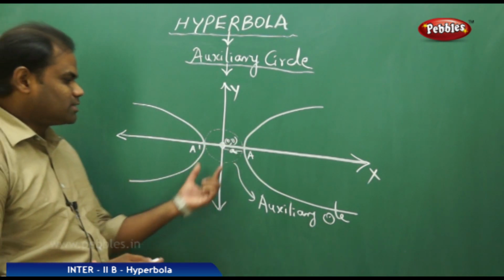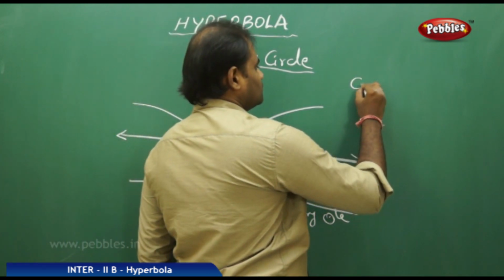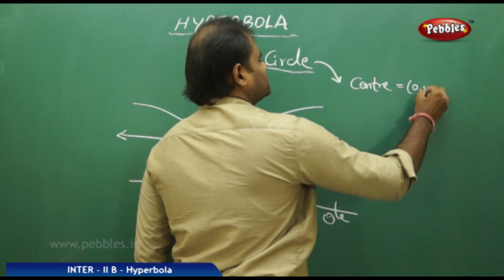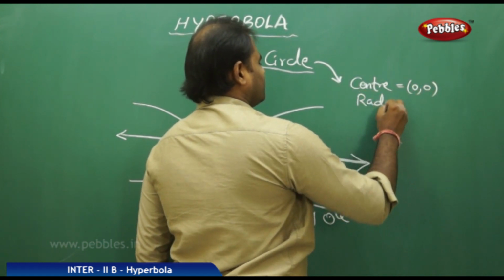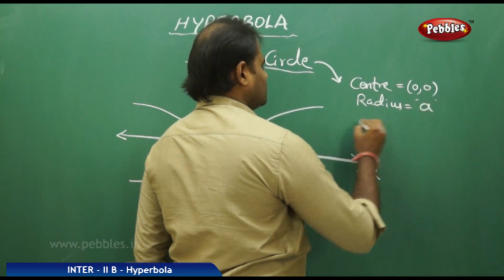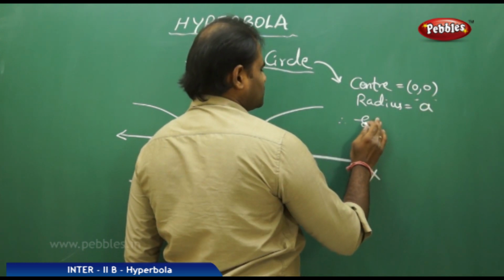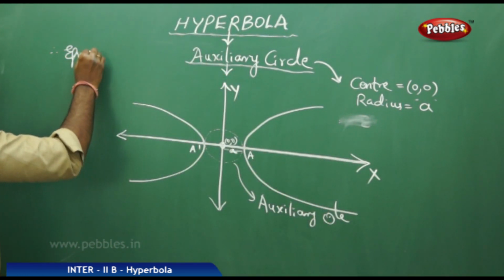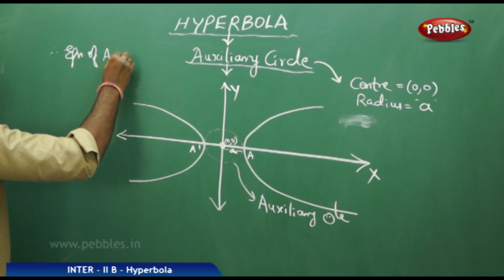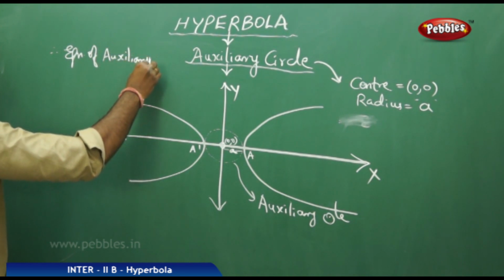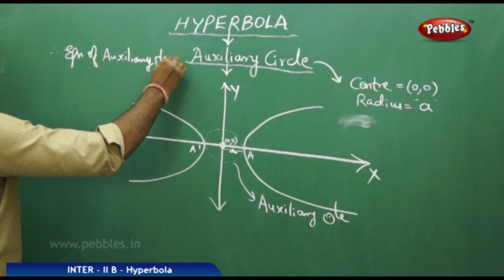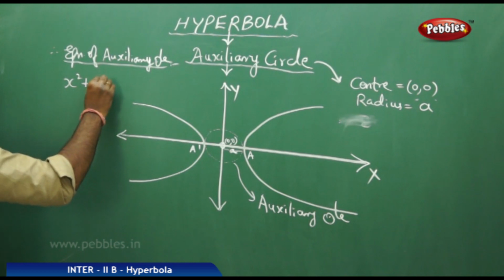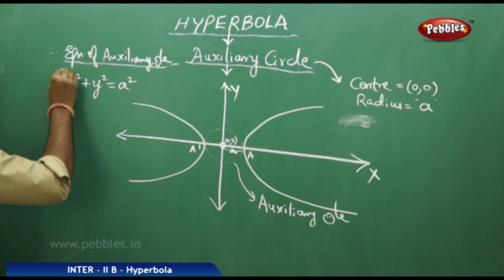Now we know that for an auxiliary circle, the center is the origin and the radius is A. Therefore, the equation of the auxiliary circle is given by the equation x squared plus y squared equal to a squared.